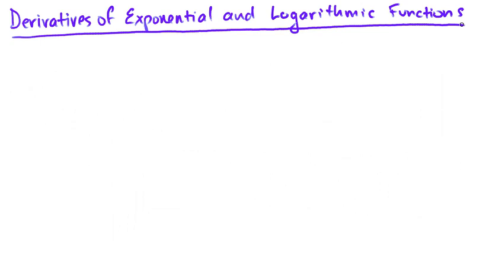Okay, derivatives of exponential and logarithmic functions. We've already seen that the derivative with respect to x of e to the x is e to the x. So this is an exponential with a base of e. The question is, what happens if we change the base so that it's not e? What if it happens to be 10 or 12? And there is a formula for that, and it looks like this.